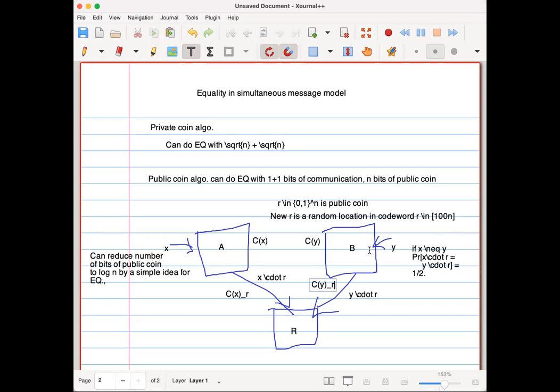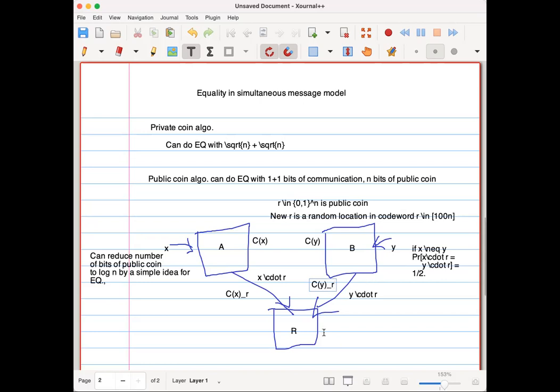But then what is the message that Alice has to send? Alice will have to send the entries at those locations as well as the locations themselves, because there is no consistency in locations. So Bob will also have to send the entries at those locations as well as those locations.